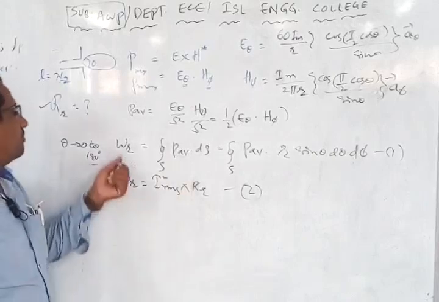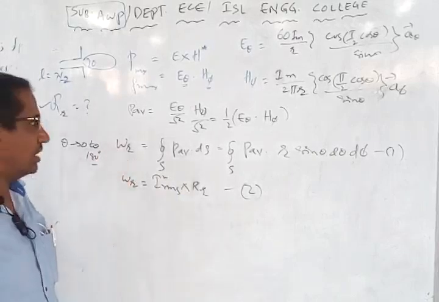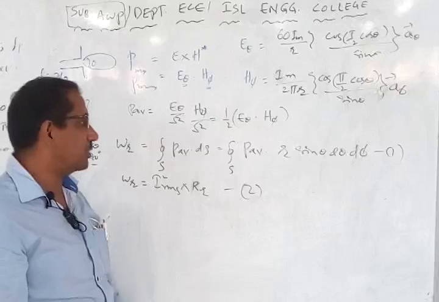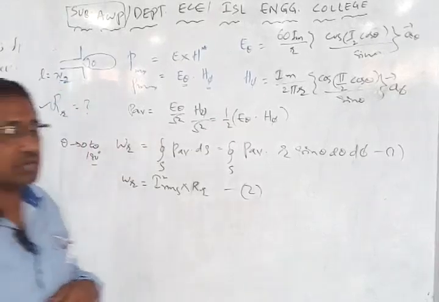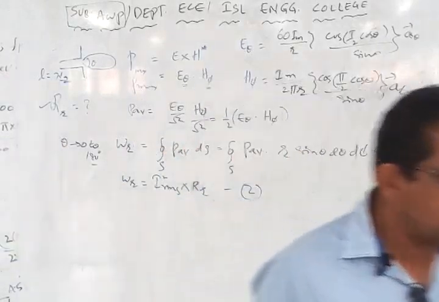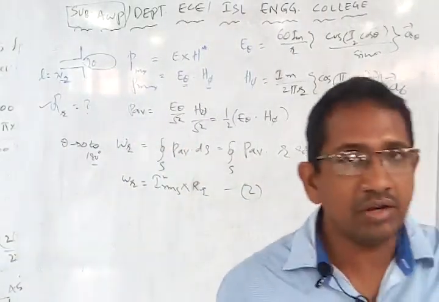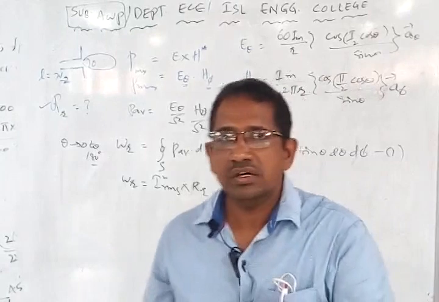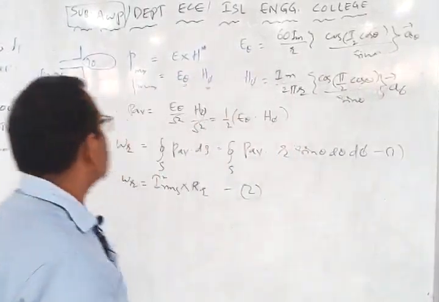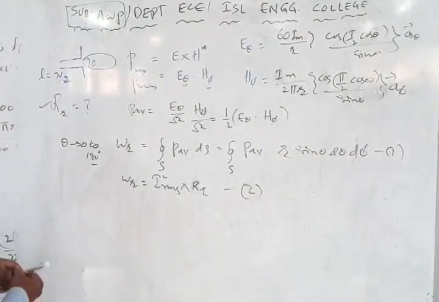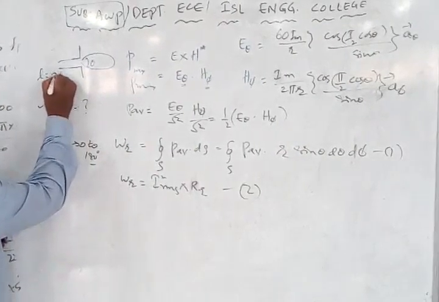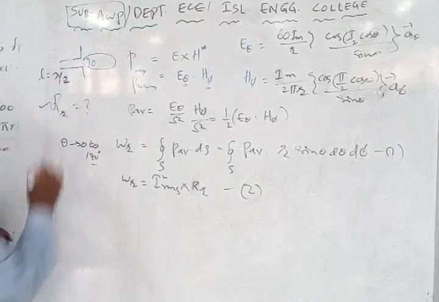Now, the power radiated by a transmitting antenna or by a dipole antenna, whatever is given to us. What is this dipole antenna? This dipole antenna is a half wave dipole antenna. What is the problem statement given to us? Find out the radiation resistance for a half wave dipole. What is half wave? L is equal to lambda by 2. If L is equal to lambda by 2, this particular antenna is known as a half wave dipole antenna.